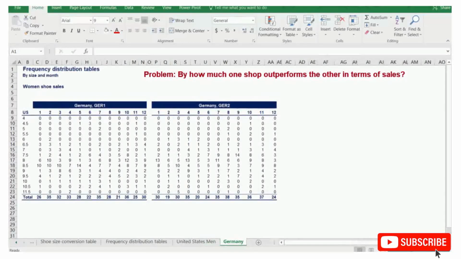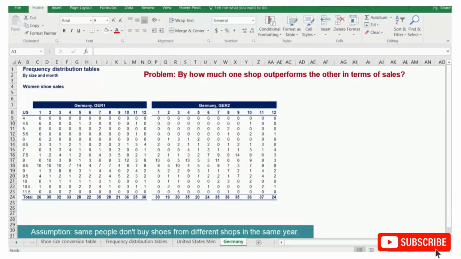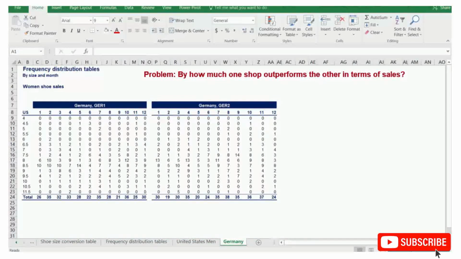You can see 2 tables representing the sales of women's shoes in 2 German shops. Their codes are GER1 and GER2. Once again, we have data for 2016. Now, an assumption we have to make is that the same people don't buy pairs of shoes from different shops. Logically, it makes sense that in the same year, the same people don't go around different shops of the same brand to buy shoes. Even if this happens, it is an exception, not the norm. Therefore, we can say that two samples are independent.